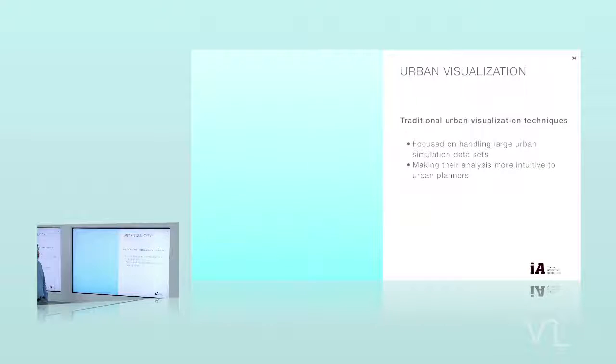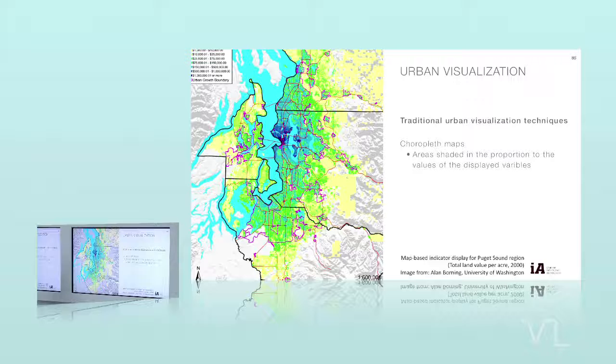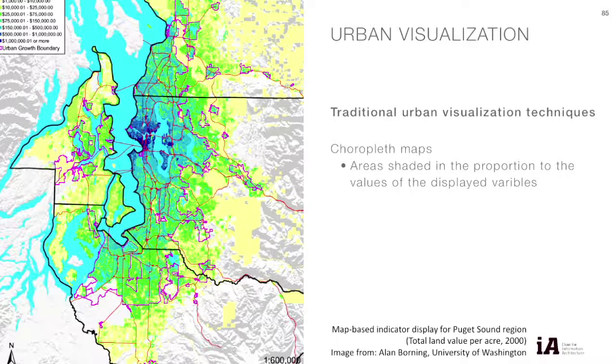And here we go over to the visualization. So what are the traditional visualization methods? For instance, a very standard one is the creation of thematic maps or choropleth maps, where you show certain kinds of values.